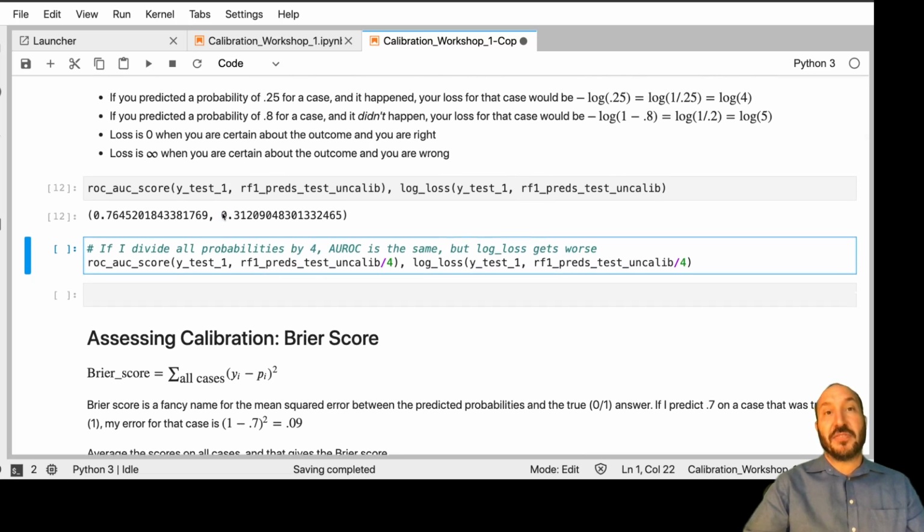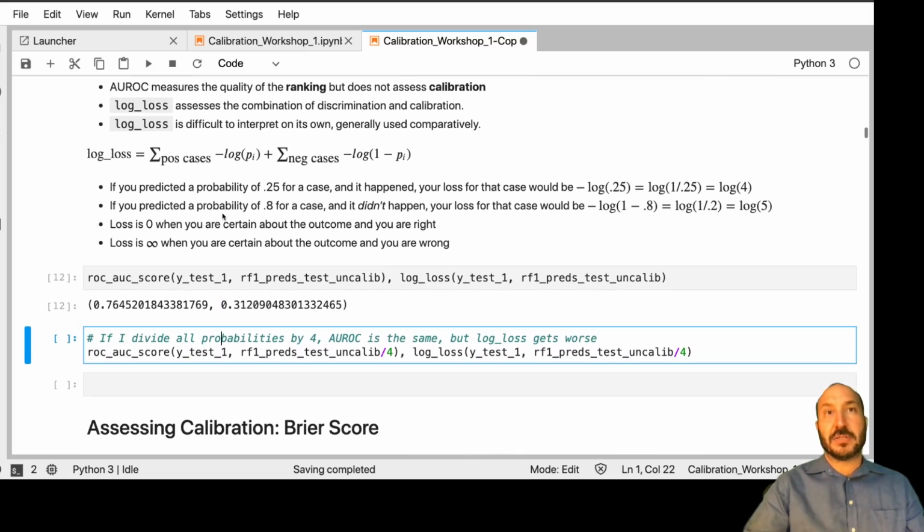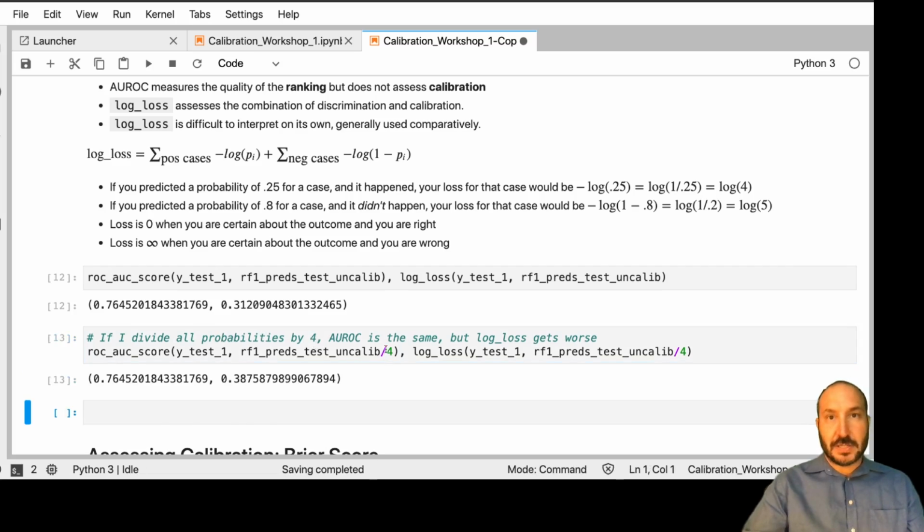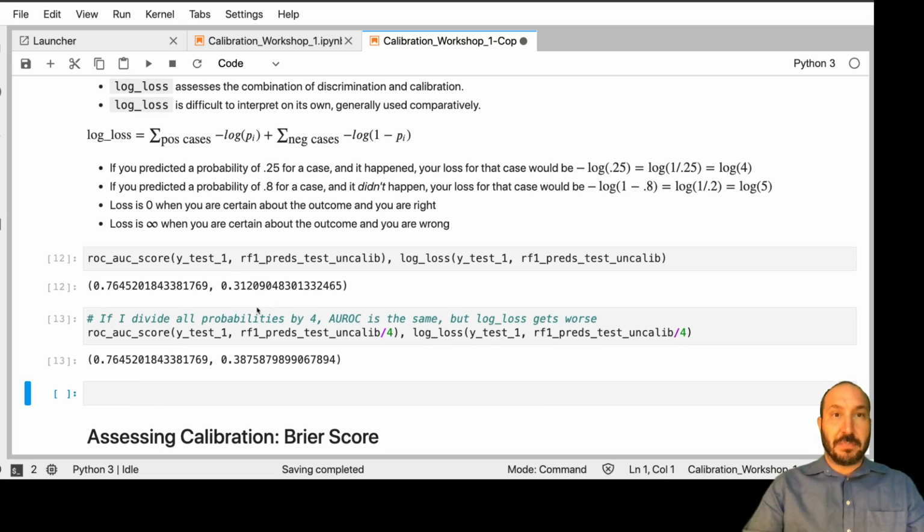But to illustrate what I was saying before, that the AUC just measures the quality of the ranking, but not calibration. Suppose I divide all the probabilities by 4. So I'm going to take this divided by 4, this divided by 4. And you see that I get the exact same AUC. AUC does not really care. It just cares about the relative ranking of the different cases. But we see that the log loss got a lot worse because these probabilities, when I divide them by 4, are now systematically much too small. So we see a big penalty in the log loss.